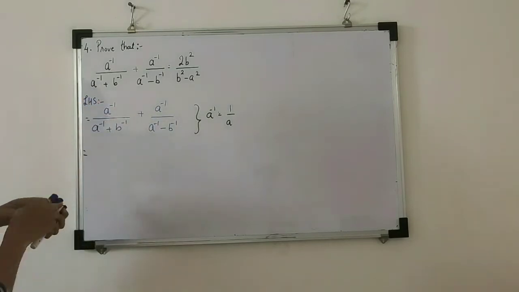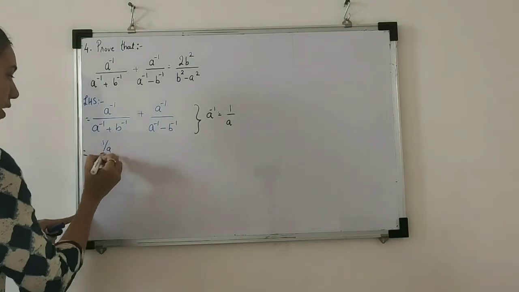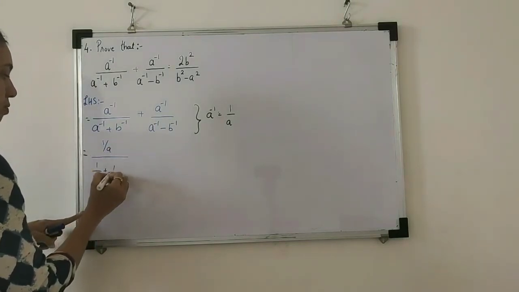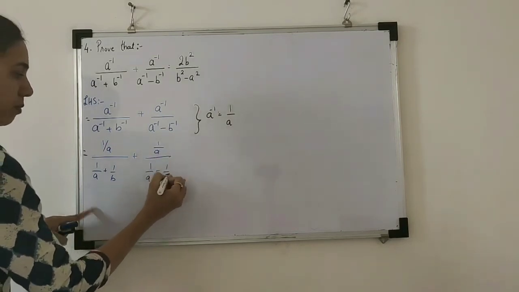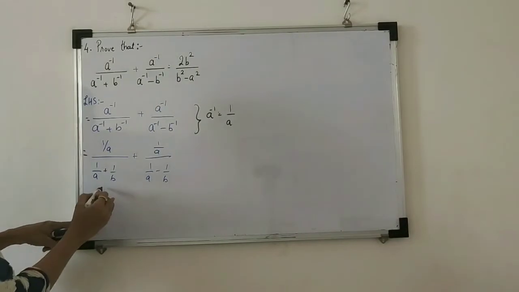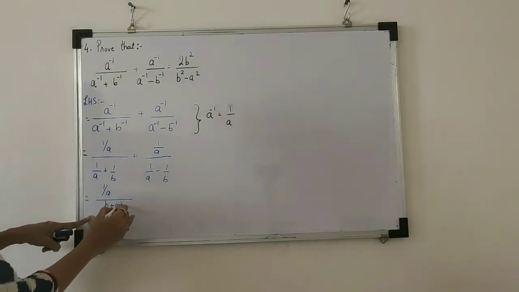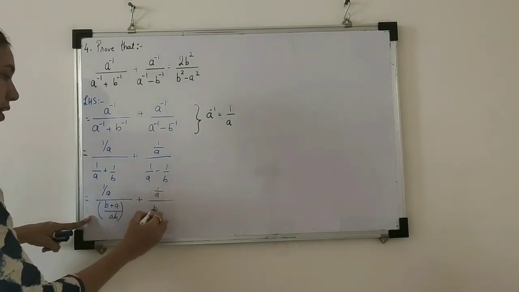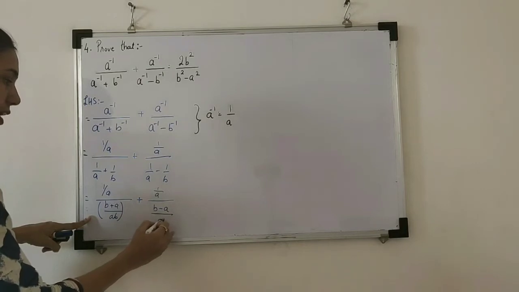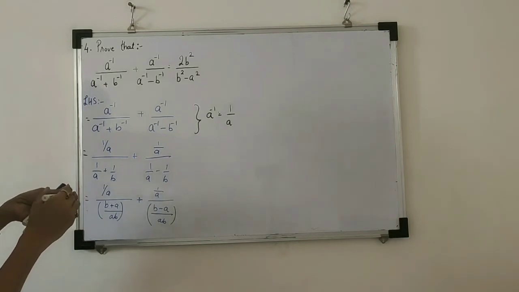If you apply this logic over here, what are you going to get? You are going to get 1 upon a divided by 1 upon a plus 1 upon b, plus 1 upon a divided by 1 upon a minus 1 upon b. Now the numerator I am keeping as it is. Denominator will be b plus a divided by ab. Okay, this complete is the denominator. And this will be b minus a upon ab.